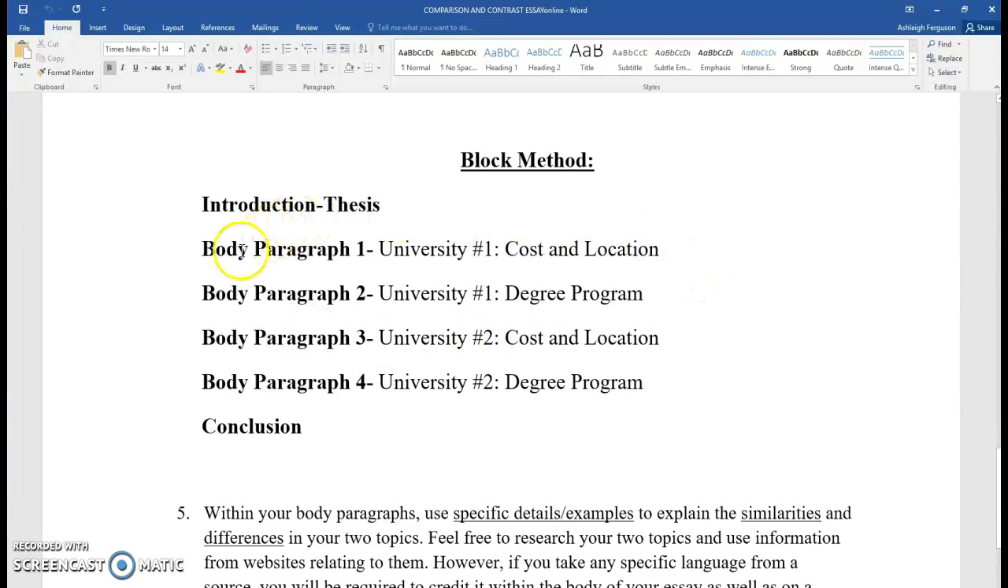These are both paragraphs strictly about one university, which he could have combined into 2 paragraphs about USA. Then the second set of paragraphs, you're discussing your second topic in relationship to the same points as the previous, but there's 2 more sets.